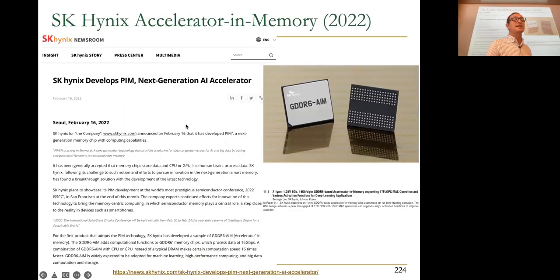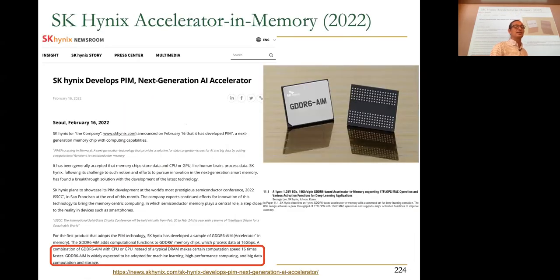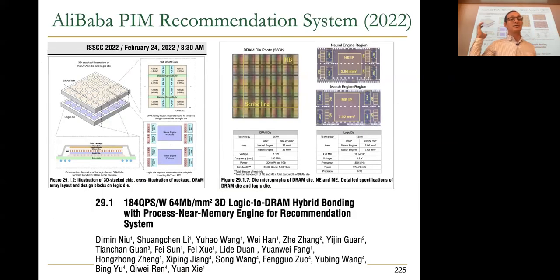They have also papers. SK Hynix more recently this year introduced their accelerated memory that actually adds even more modifications to DRAM, which is interesting, in GDDR6. And Alibaba has their prototypes also. So people are actually experimenting with these prototypes. We will see how successful they will be. So adoption is still an issue, even though these big companies are pushing.